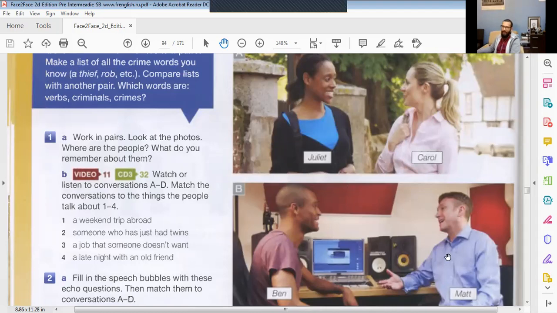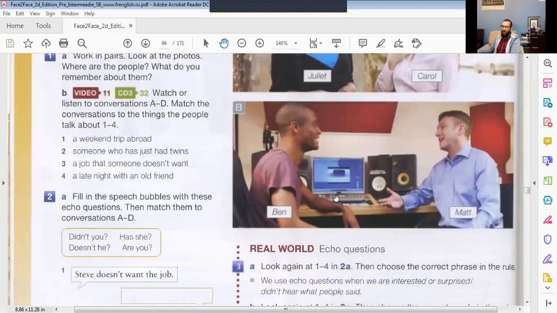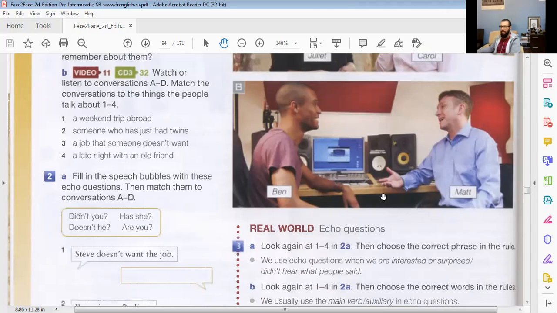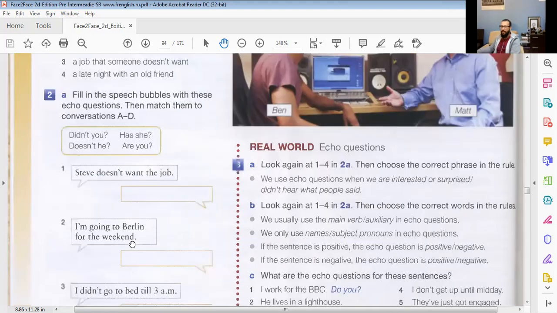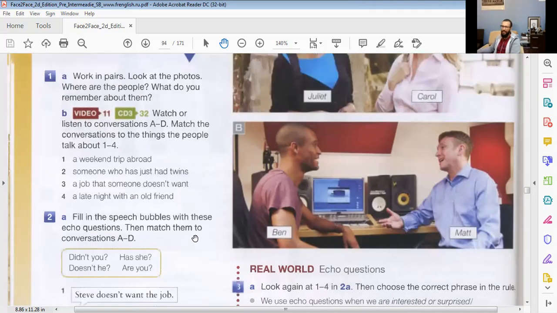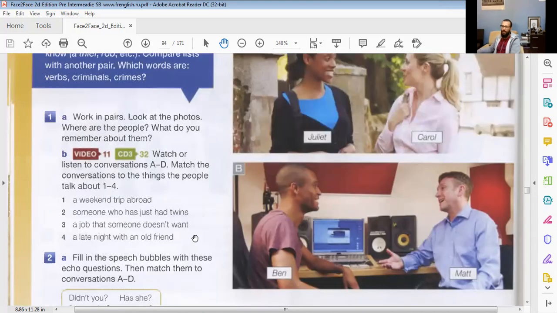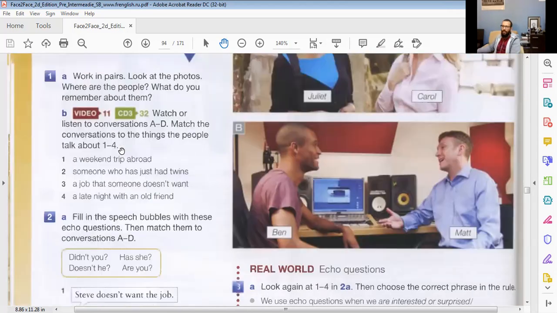That's correct. And do you remember what Matt and Ben did at the end? Do you remember where they met? They met at the Red something. Red Lion. Yes, the Red Lion. It was a bar or pub or something. Correct. Anyway, these are the same people. So now we're going to listen to them talking.